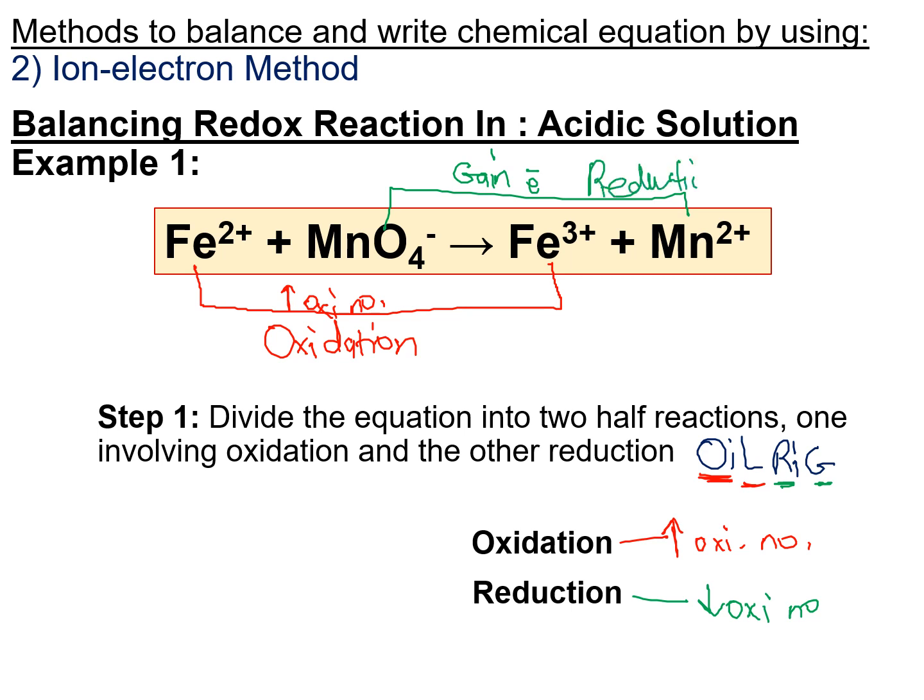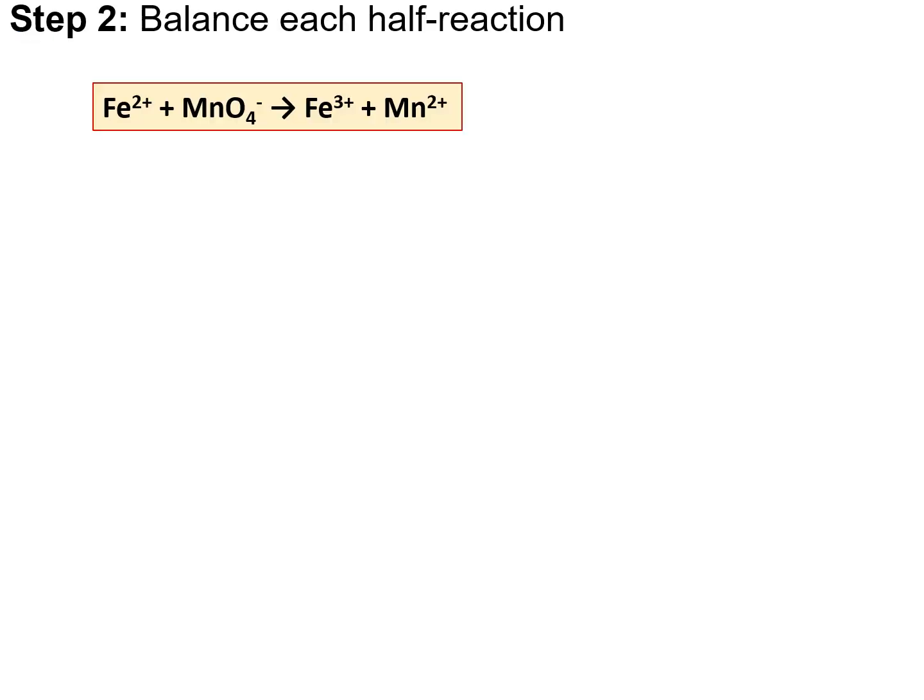reduction. Okay, once you dah decide mana satu yang undergoes oxidation, mana satu yang undergoes reduction, so you bolehlah buat two half reactions equation. So equation yang pertama ialah equation yang melibatkan oxidation, equation yang kedua adalah equation yang melibatkan reduction. Okay, next step ialah balance each half reaction. So you ada dua half reactions tadi kan, so you kena balancekan kedua-duanya. Macam mana you nak balance? Ada few steps by steps yang you kena tahu.